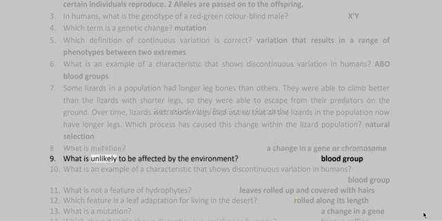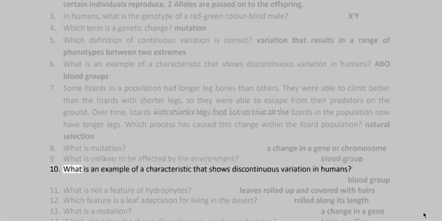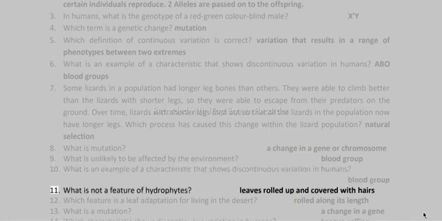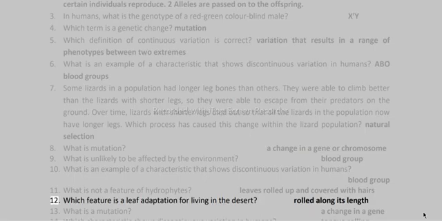9. What is unlikely to be affected by the environment? Blood group. 10. What is an example of a characteristic that shows discontinuous variation in humans? Blood group. 11. What is not a feature of hydrophytes? Leaves rolled up and covered with hairs. 12. Which feature is a leaf adaptation for living in the desert?